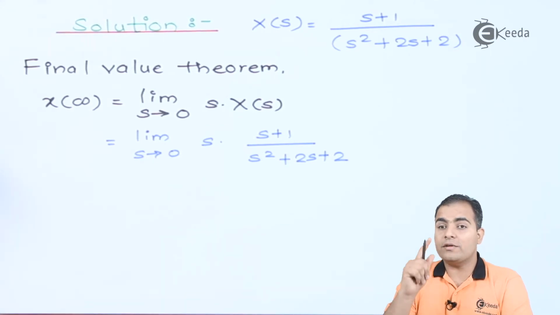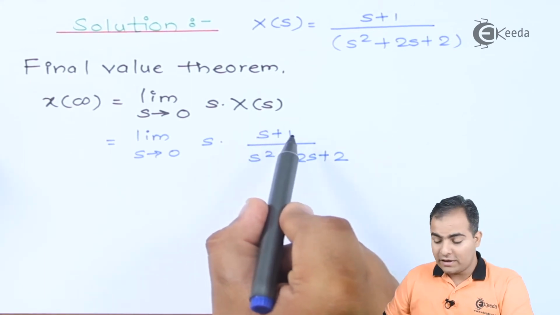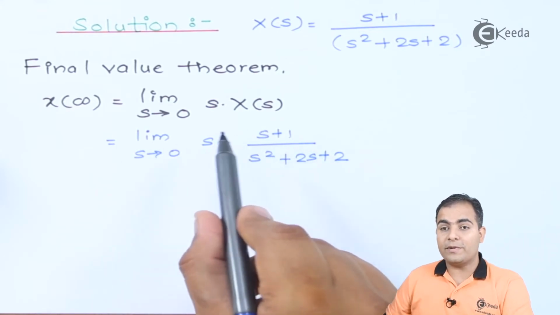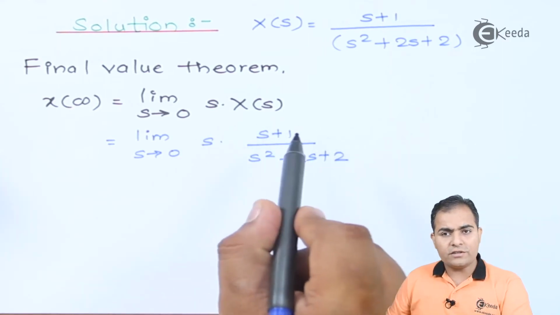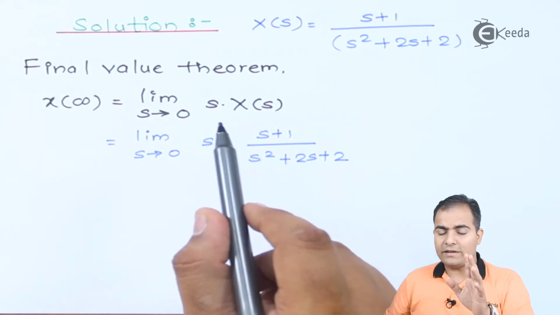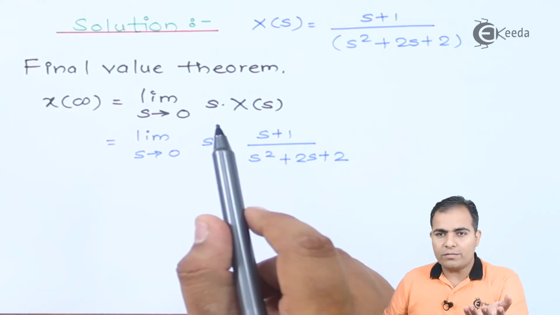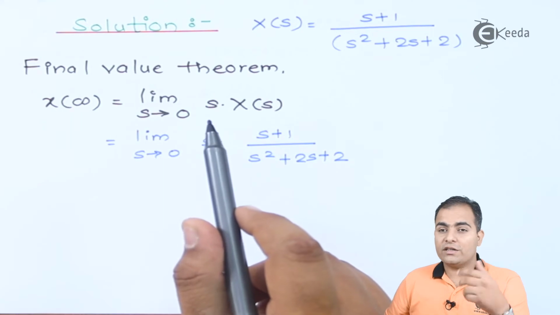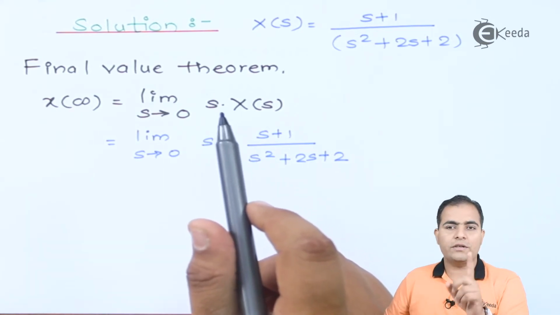Reason: if you take s common from numerator and denominator, then just look at the numerator side. If you take s common, then this one becomes 1 by s, and if you apply limits on it, then 1 by s will be replaced by 1 by 0, and 1 by 0 becomes infinity. Means this whole calculation becomes infinite, or gives an infinite value. So always remember one thing: always take s common in the initial value theorem property. While solving initial values, take s common; do not try to take s common while solving the final value theorem property.